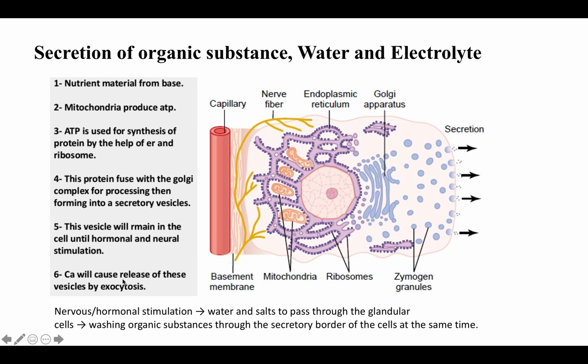It's important that the neuronal or hormonal stimulation will result in passage of water and salt through the glandular cells to wash any organic substances through the secretory border to the lumen at the same time as the secretion of the organic substances.